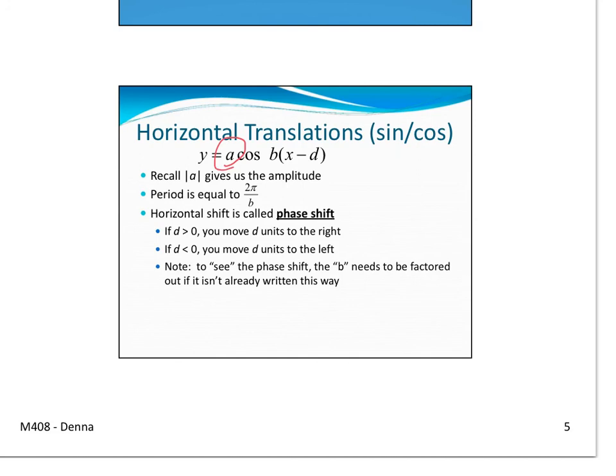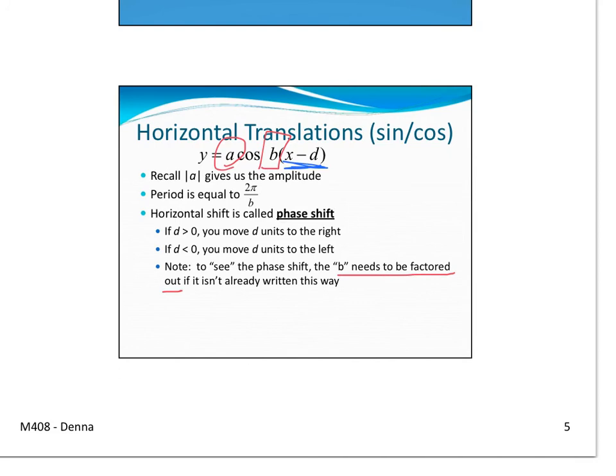The b value is always going to be our coefficient on x. And in order to fully understand horizontal translations, we need to make sure that our b value is factored out of the equation. In problems we did the other day, b was already factored out. Starting today, it may not always be factored out, and if it isn't, that'll be one of our first steps. The horizontal translation can be found by looking at the number that is added or subtracted to the x value.